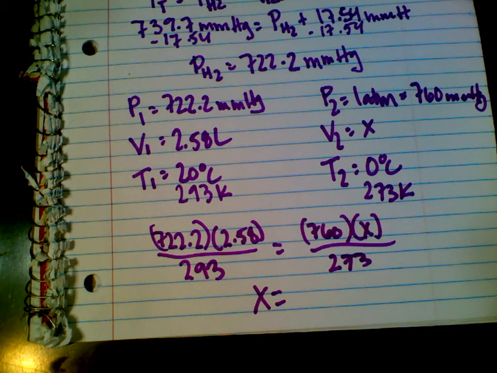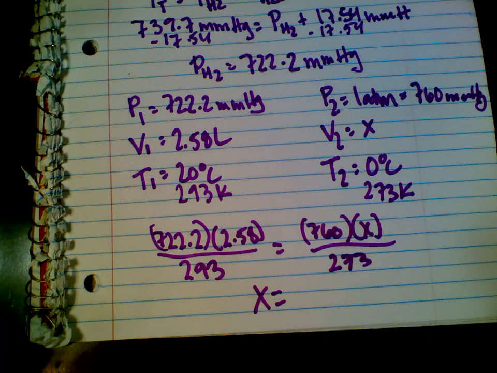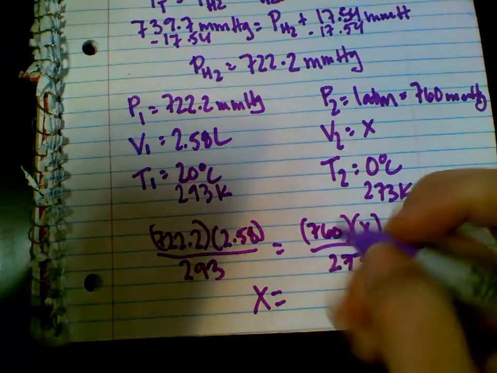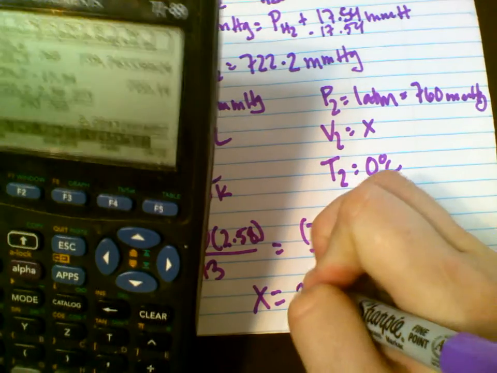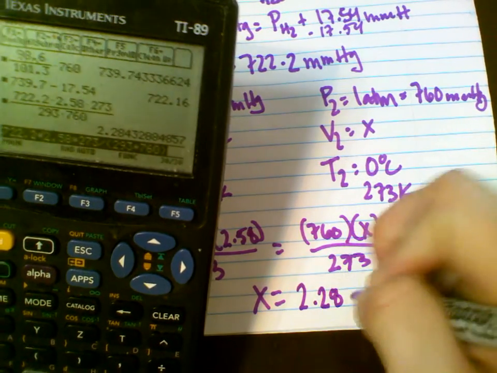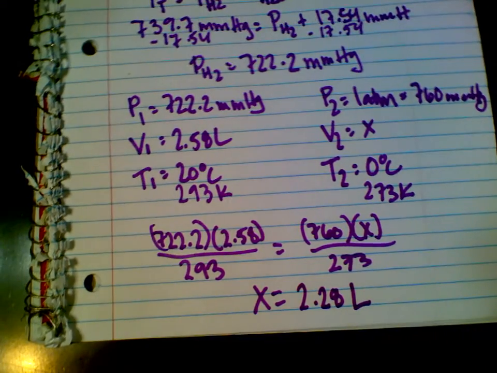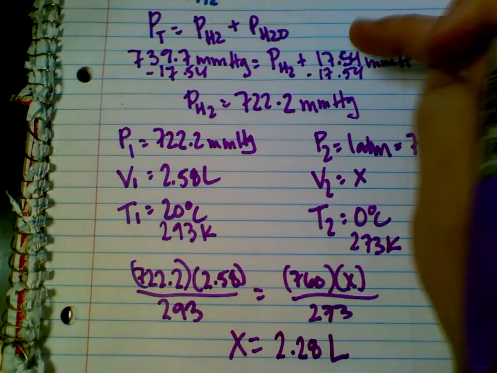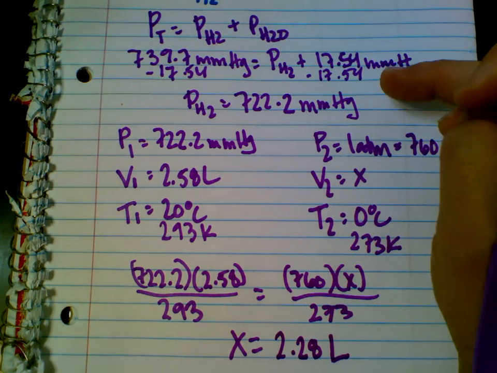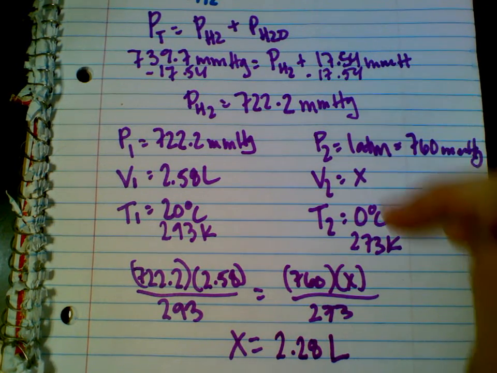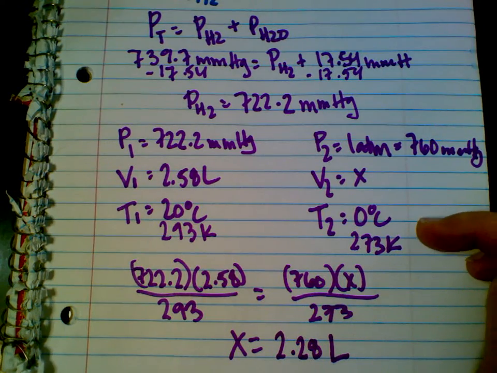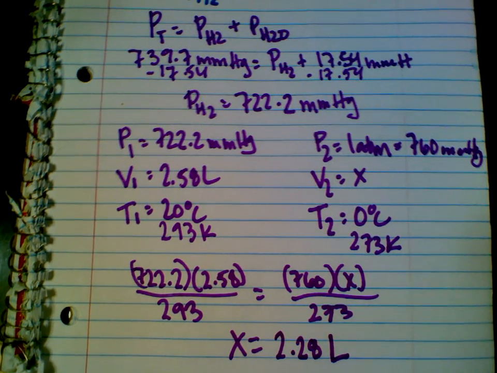I'm going to do 722.2 times 2.58 times 273 divided by, and then I'm putting in parentheses 293 times 760, and I get out 2.28 liters. Okay, so first I use Dalton's law of partial pressure to find the pressure of just the hydrogen, and then I use the combined gas law to get to the volume at STP.